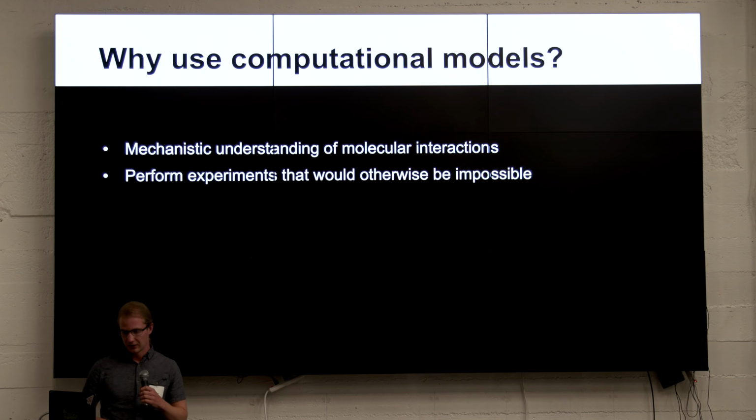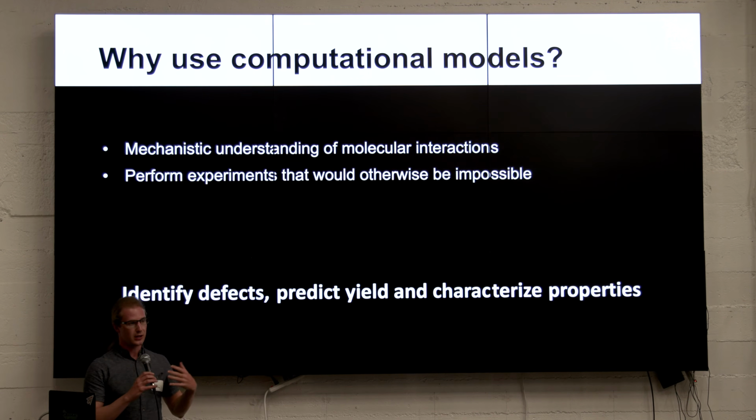It's too small. And so in doing this, you can not only understand the interactions, but you can also perform experiments in the simulations that would otherwise be impossible, either through applying forces to your structures or through perhaps turning on and off interactions that will let you understand the ways that different intermolecular interactions give rise to the final properties of your structure. And so our grand vision for why we want computational models is to not only identify the defects at the molecular scale, we'd also ideally be able to predict the yield and to characterize the properties of the final structures that you're going to be working with.